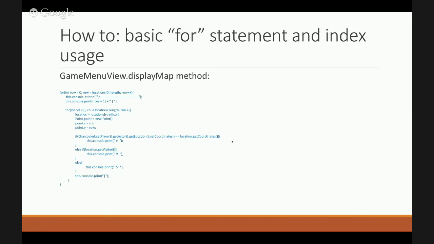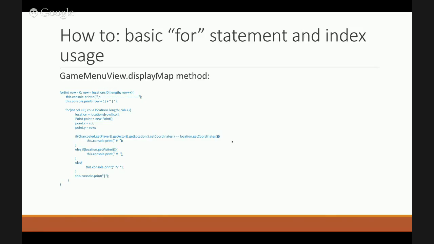The for loop header statement is defined by a variable that contains the index, in this case row, a condition that determines the limit until when the for loop is going to be executing, which in this case is row less than locations[0].length, and then the iterator, which through each cycle of the for loop is going to increment until it reaches the condition determined in the header.